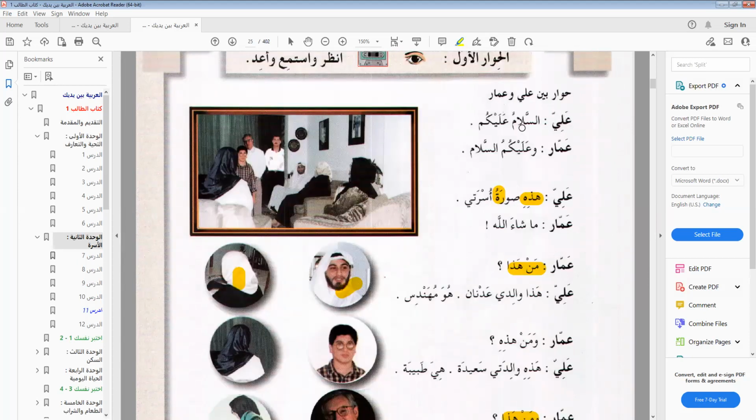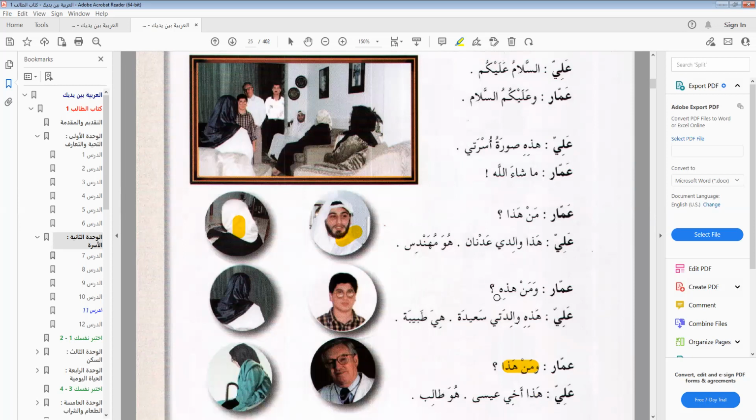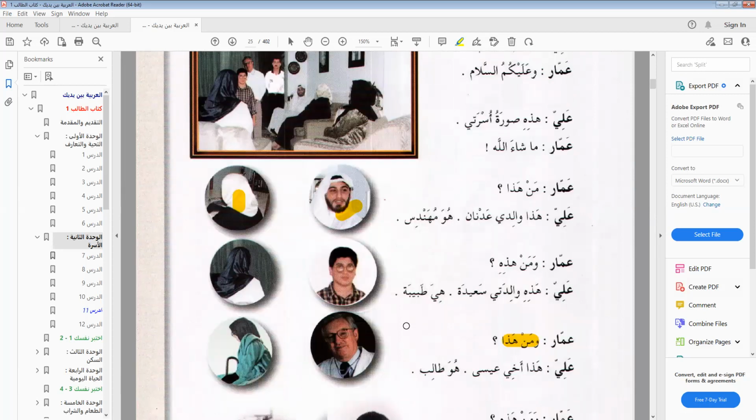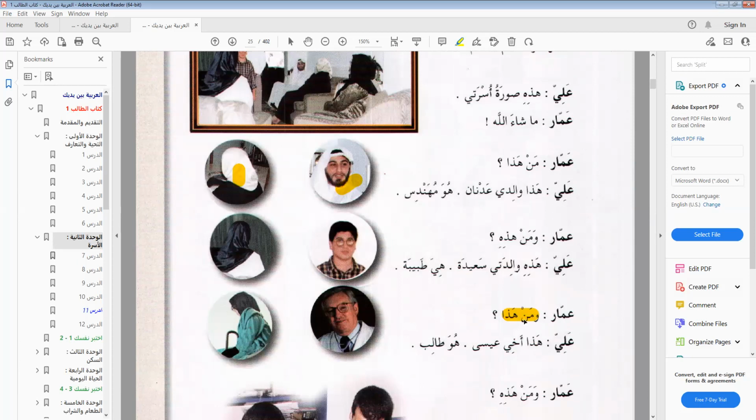Now, Ali, assalamu alaikum, wa alaikum assalam. Hadhihi suratu usrati, this is my family picture. MashaAllah. Man hadha, who is this? Hadha walidi, this is my father, Adnan. Huwa muhandisun, he is an engineer. Waman hadhihi, and who is this? Hadhihi walidati, this is my mother, Sa'ida. Hiya tabiba, she's a doctor.